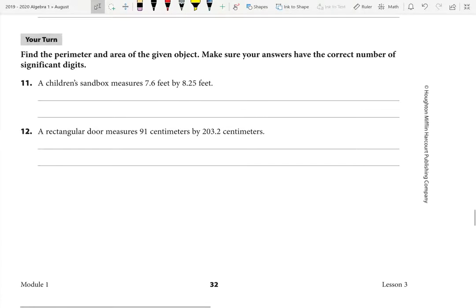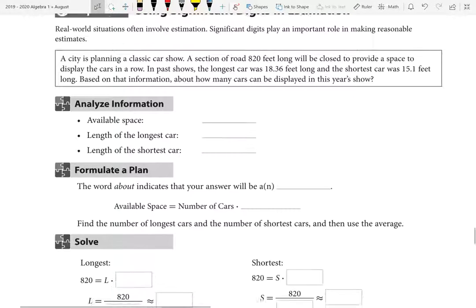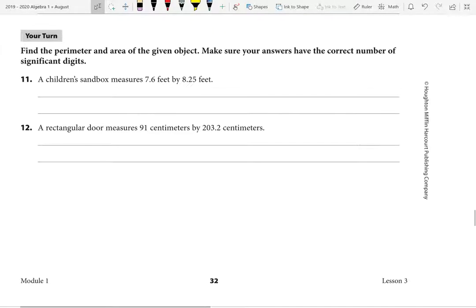Okay, now if you want to try these, you're welcome to. I'm going to go ahead and throw the answers up here. So again, you can pause the screen, give it a try, work it out, and I'll throw it up here. So for perimeter and then area.